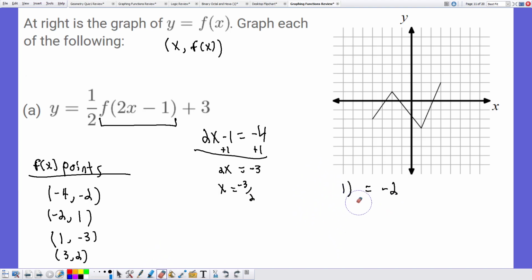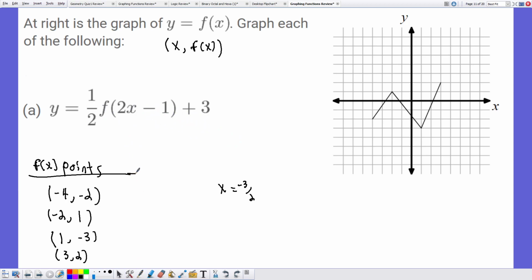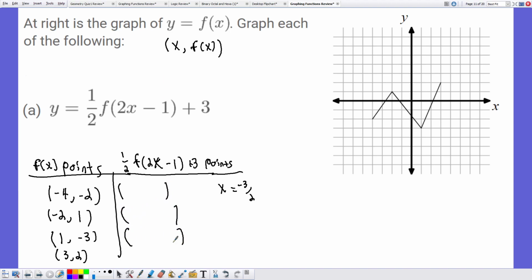So, let's erase some of this work. And what I'm going to do now, keeping in mind that's my x value, is I'm going to say 1 half f of 2x minus 1 plus 3 points. And I'm just going to label my 4 points preemptively. Now I know one of my x values is negative 3 over 2. But I'm going to leave the y values alone for now. We'll modify the y values after.